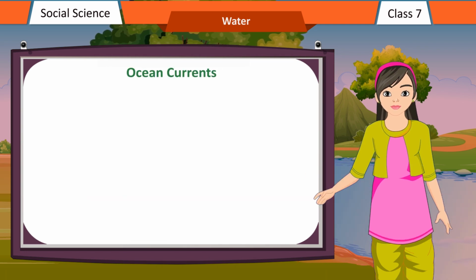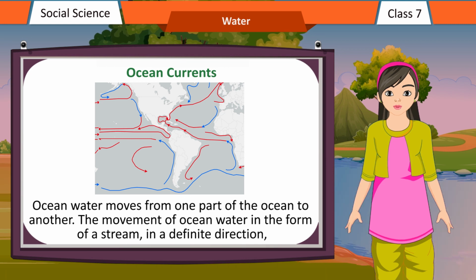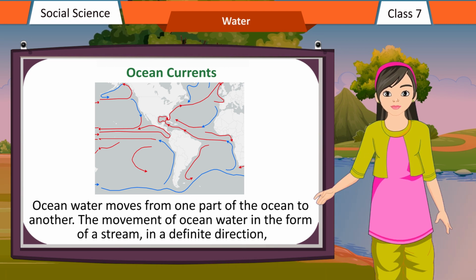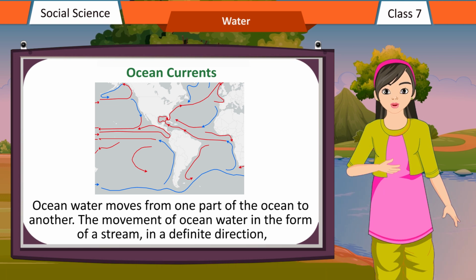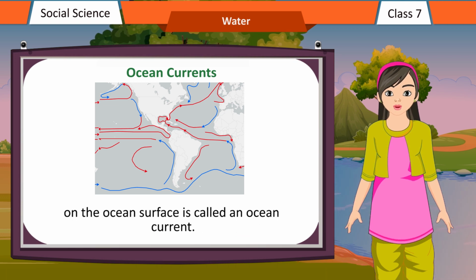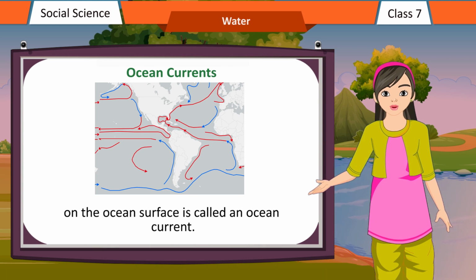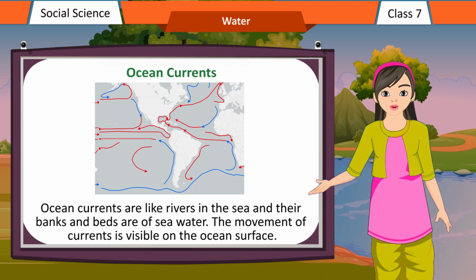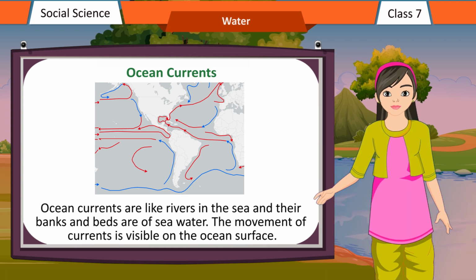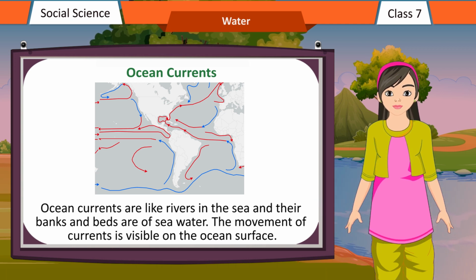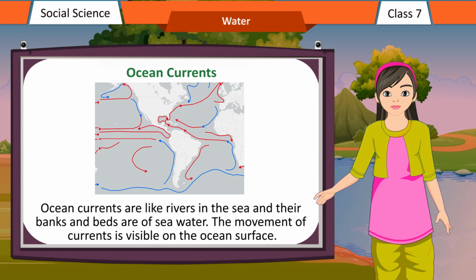Ocean currents. Ocean water moves from one part of the ocean to another. The movement of ocean water in the form of a stream, in a definite direction, on the ocean surface is called an ocean current. Ocean currents are like rivers in the sea and their banks and beds are of sea water. The movement of currents is visible on the ocean surface.